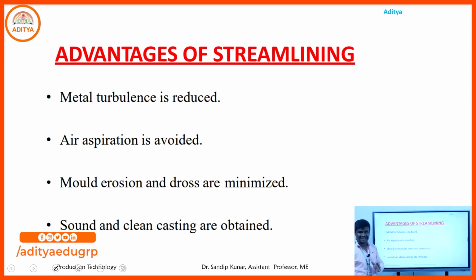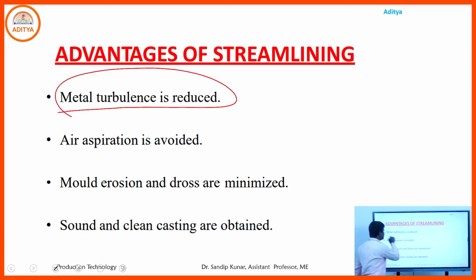What are the advantages of streamlining? No metal turbulence will be created, and also no aspiration effect will be created. Another, mold erosion is also not created. No dross will be added to that particular molten metal. And the fourth, last one, the generated solidified casting product will be a clean and sound product.